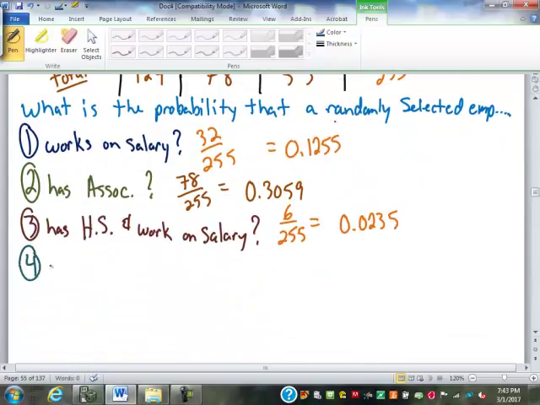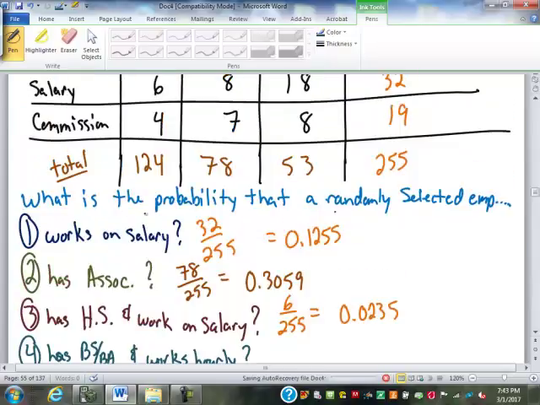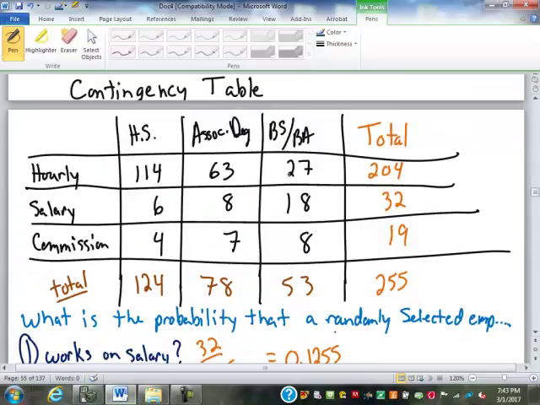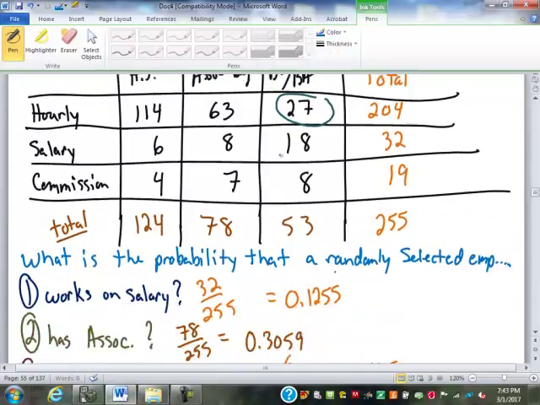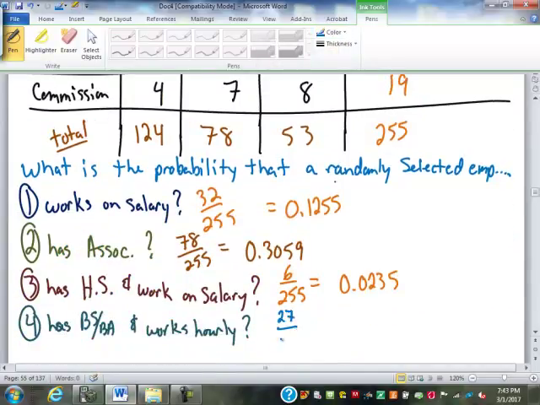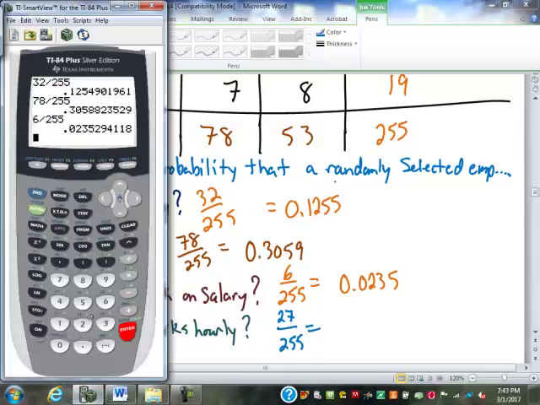What is the probability that a randomly selected employee has a bachelor's degree and works hourly? So we don't need to highlight the two columns, do we? We got bachelor's degree and hourly, that's 27 out of 255. 27 divided by 255 is 0.1059.